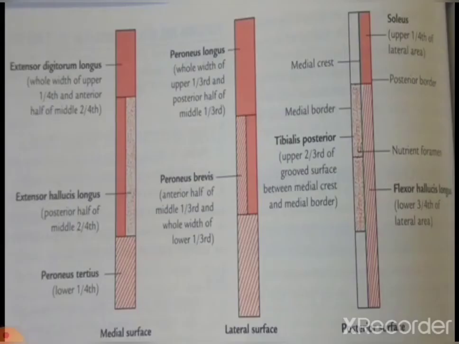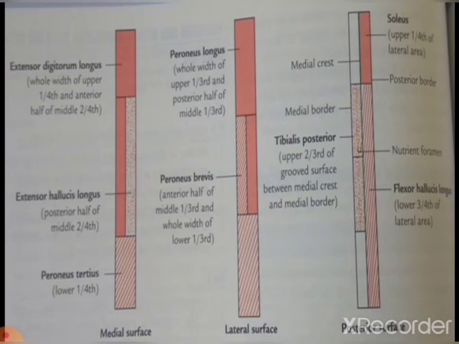So this diagram is again a schematic diagram to show you the attachments of the shaft of the fibula. If you can't remember the attachments on the bone itself, then you can draw this diagram in your exams, and you can learn this diagram for your exam. This is the schematic diagram for the attachments of the fibula.